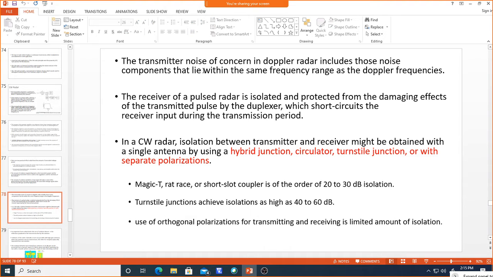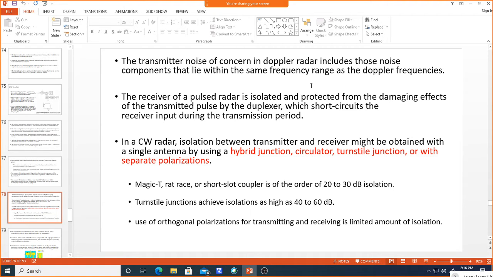Now with regard to this Doppler radar, the transmitter noise includes some components which lie within the same frequency as the Doppler frequency. Whatever noise is produced by the microphone, or the pickup signal in the echo signal in the environment, if you take the frequency components of that noise, it may lie within the Doppler frequency we receive, or it may be outside of that also. Whatever frequency components lie within the Doppler frequency range, we need to take care of and remove.